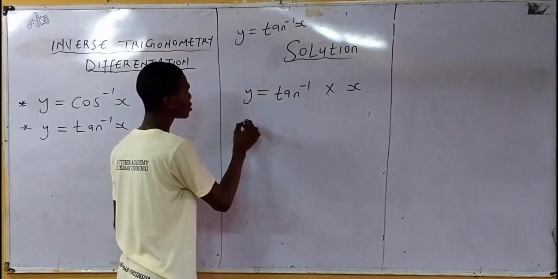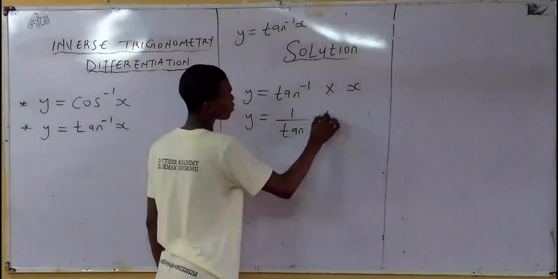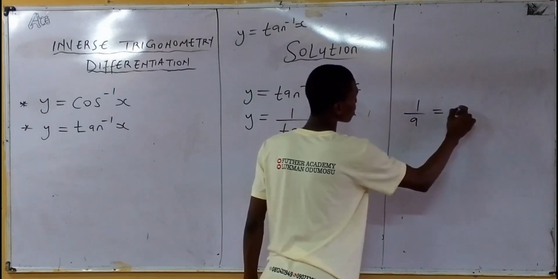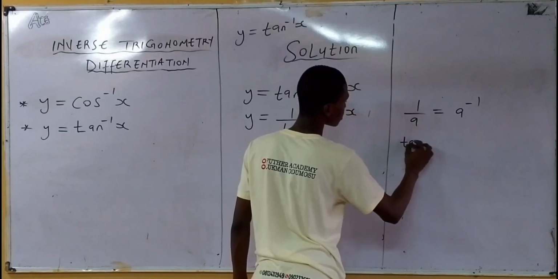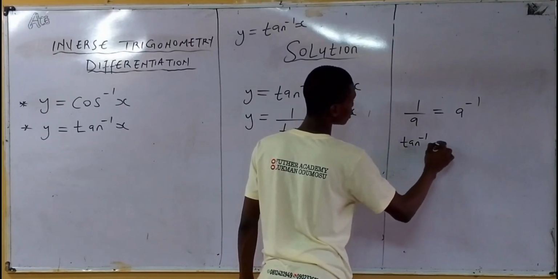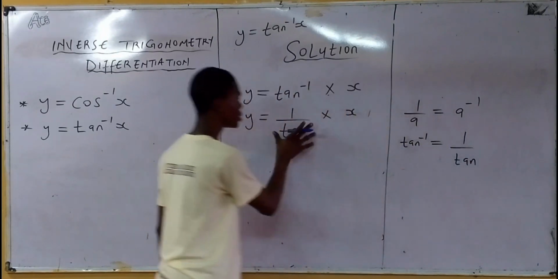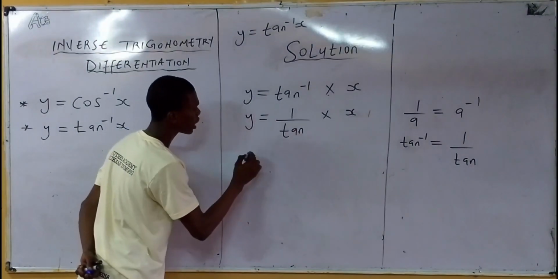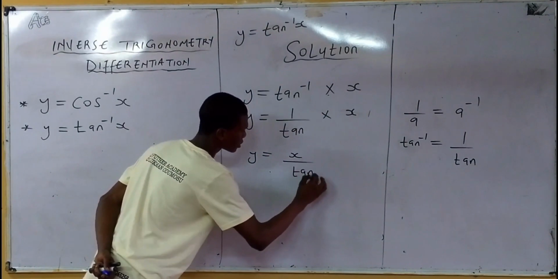From indices, y equals 1 over tan multiplied by x. Recall 1 over a is still the same thing as writing a raised to the power of minus 1. Similarly, tan inverse of 1 is still the same thing as writing 1 over tan. So that's what we just did here. Alright. From here, multiply, you have y equals x divided by tan.